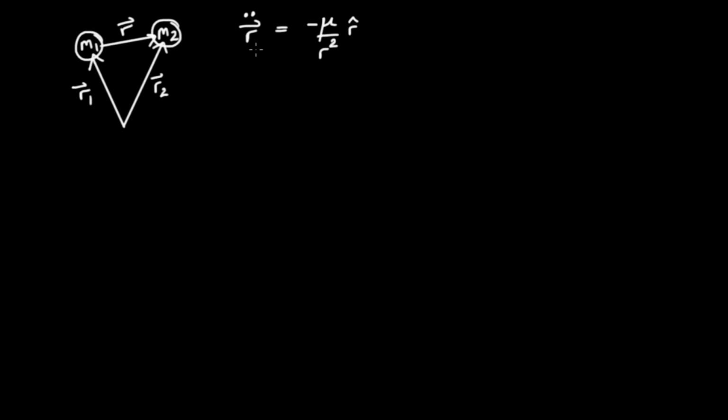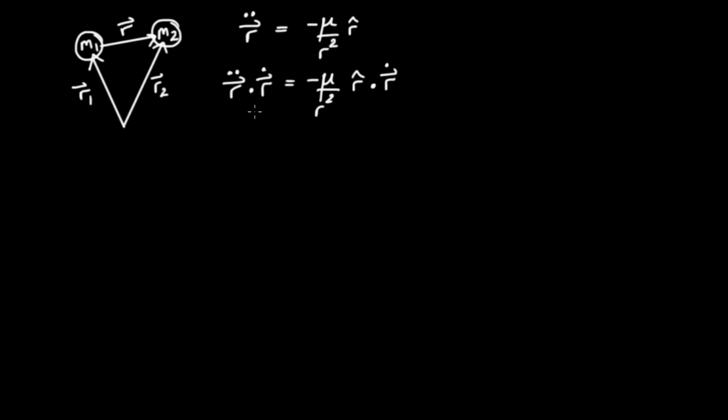So let's return to this gravitational equation. R double dot is equal to minus mu over r squared times r hat. And here's what I'm going to do. I'm going to take this equation and dot both sides with r dot, the velocity vector. So I'm going to have r double dot dotted with r dot is equal to, see, the scalar sitting out here, times r hat dotted with r dot.